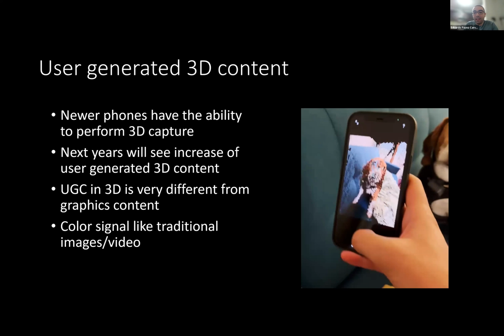And unlike more computer graphics content, for example for video games or computer generated 3D objects, in this case the color signal is very different. It's more related to natural images. So the techniques for compression of this type of data are more similar to traditional video and image coding techniques.